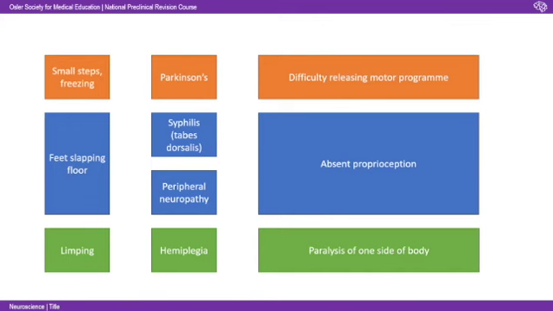And another gait, a limping gait. One cause of limping is hemiplegia. So that's a paralysis of one side of the body. You're thinking about a problem with the motor cortex, or as we talked about, the internal capsule. I mean, obviously there are lots of causes of limping, but that's just one to know about, although it's the one that's mentioned in the syllabus.